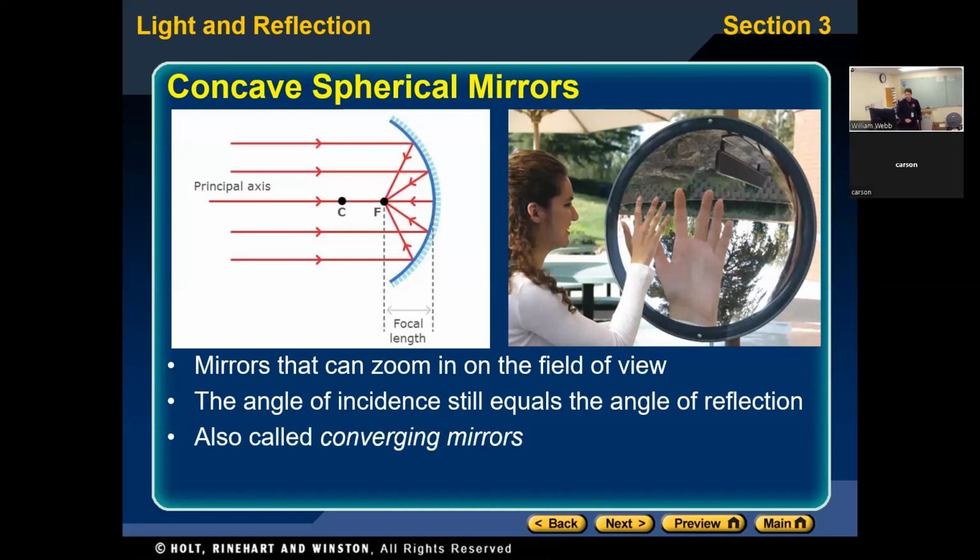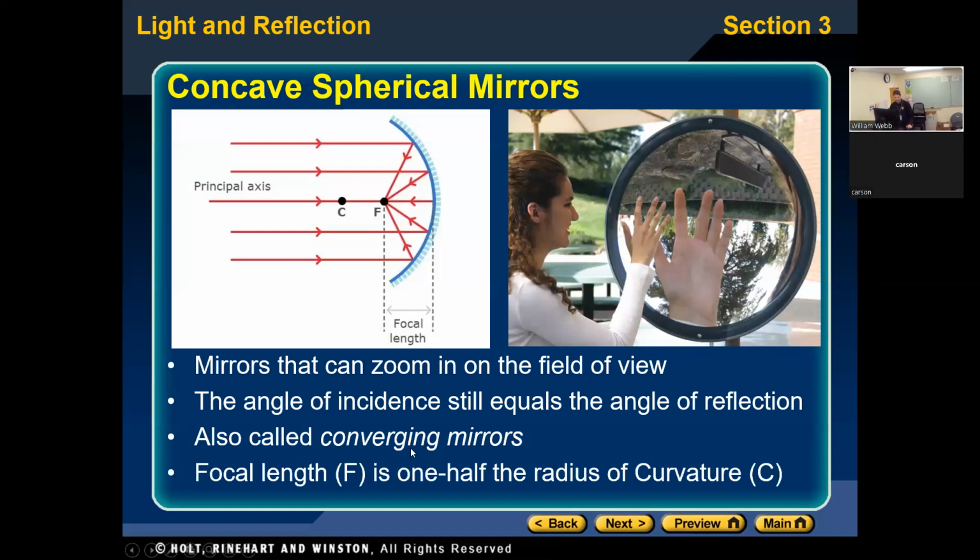All right. Another term for these kind of mirrors is converging mirrors, because as you can see in the picture, they converge those rays into a nice spot, the focal point. And so if you get to that focal point, now you're going to be where it's a nice, crisp, clear picture. The focal length in concave mirrors is 1/2 the radius of curvature.